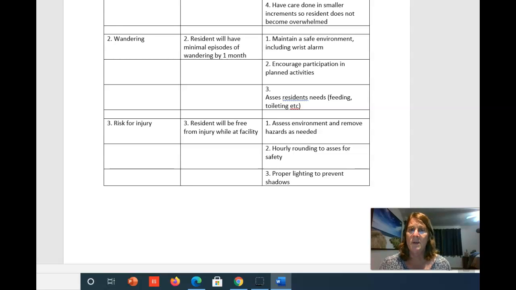So wandering, our goal might be that the resident will have minimal episodes of wandering by 1 month. So what are some interventions? What are the plan of care items that nursing care can help with to achieve that? So one, we can maintain a safe environment, maybe including wrist alarms.